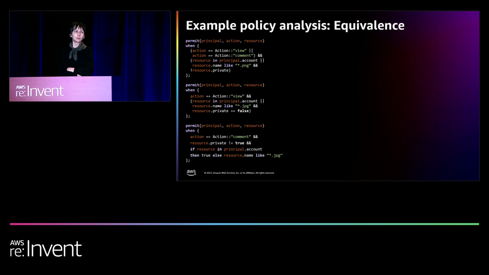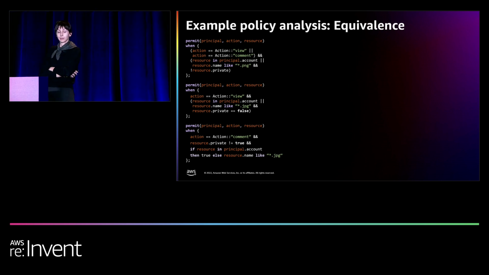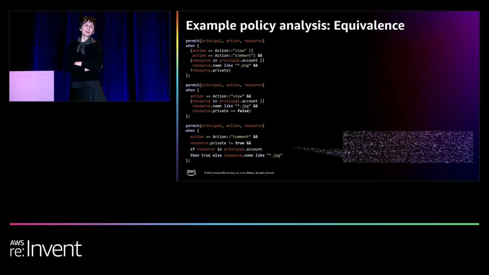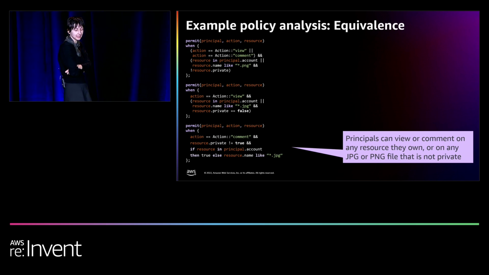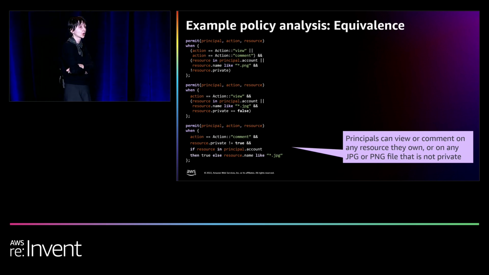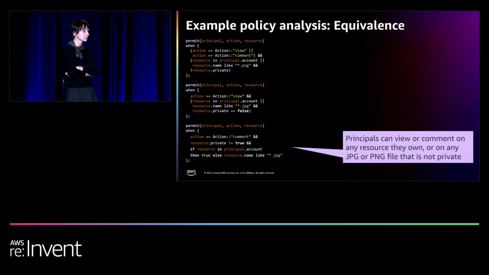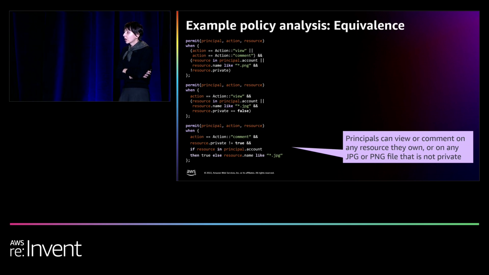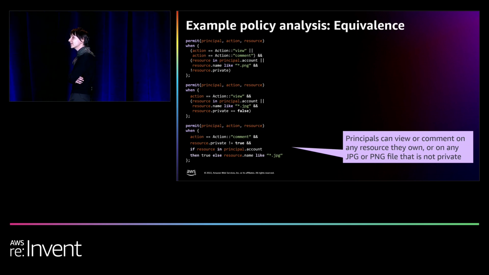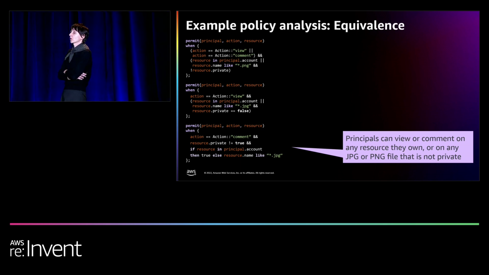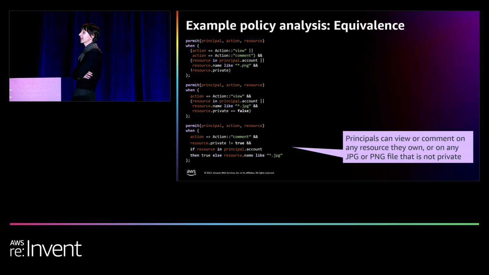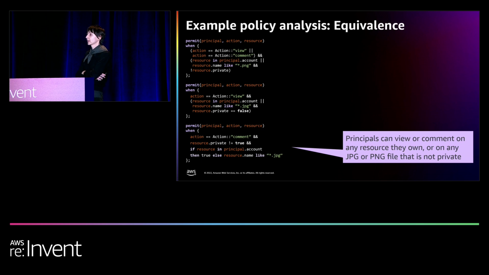If you had time to stare at this for maybe the next 20 minutes, and we don't have that much time, you would see that these policies are actually saying something very simple. These policies are saying that a principal can view or comment on any resource that they own. It's fair enough, right? I can see my own stuff. Or on any non-private resource that is a JPEG or a PNG photo that's owned by somebody else, okay? So that's all these policies are saying.